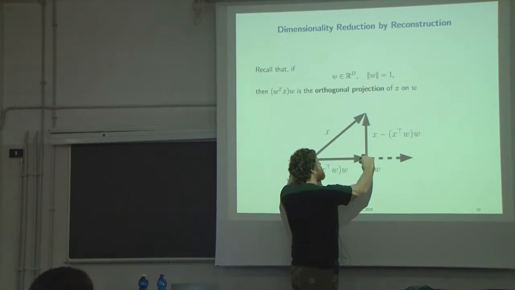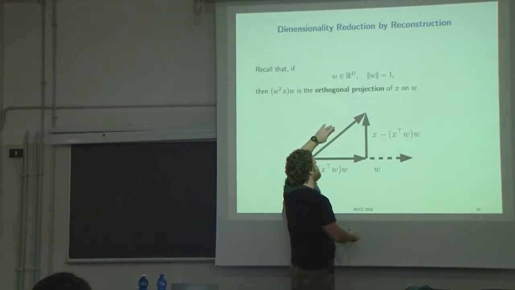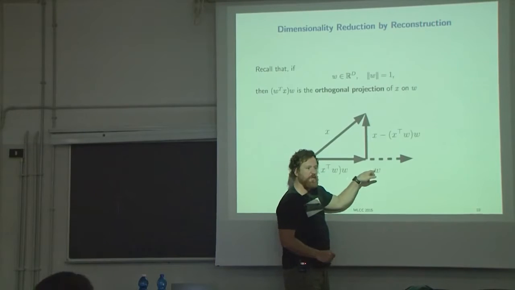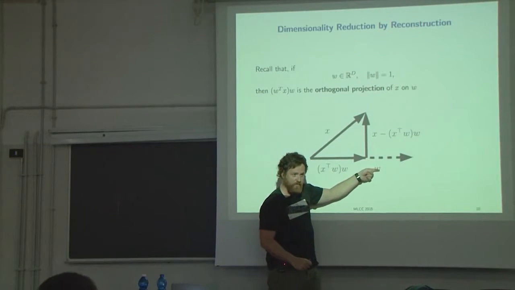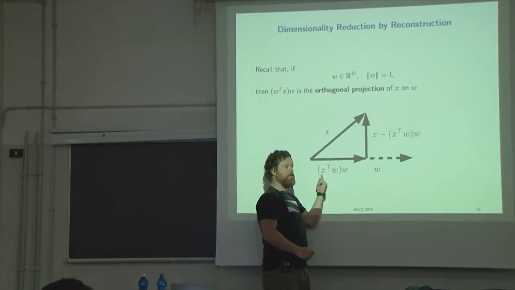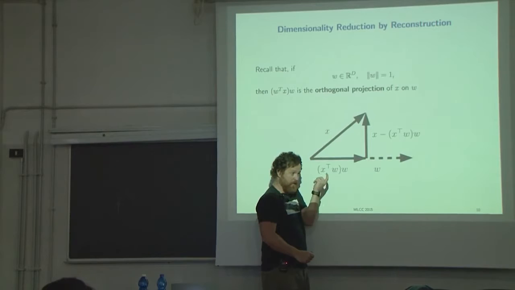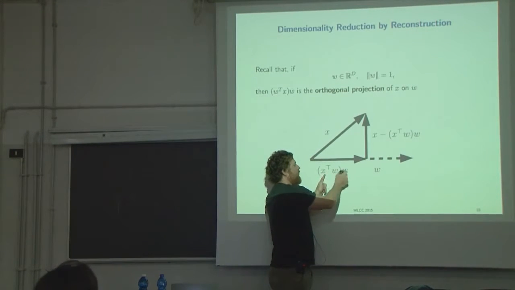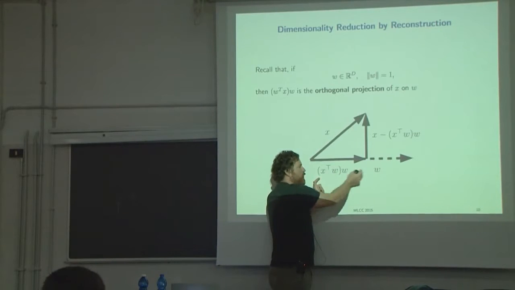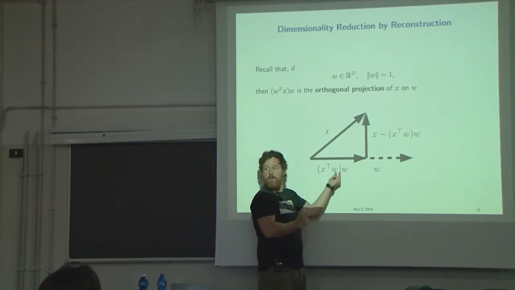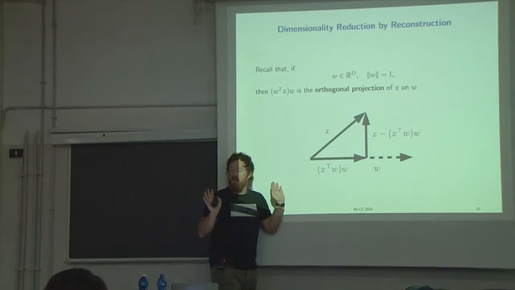How can I express this explicitly in terms of x and w? So w is a unit vector in this direction. The length is essentially going to be given by this number, x transpose w, just the inner product. It's a number. And if now I want to get this vector itself, I have to assign this length to this unit vector. So I do x transpose w, times w. Everybody's happy with this?